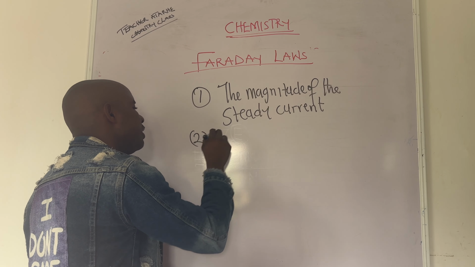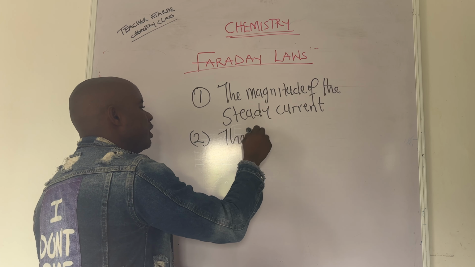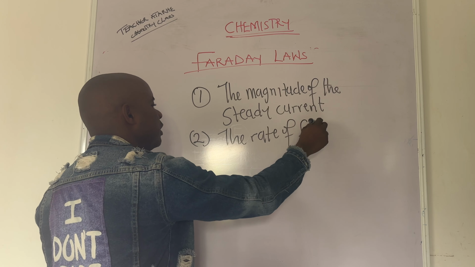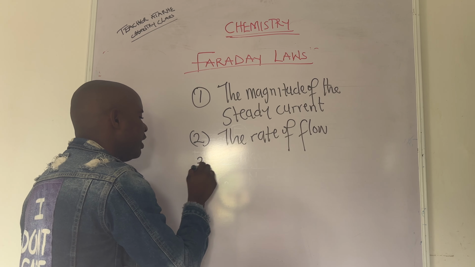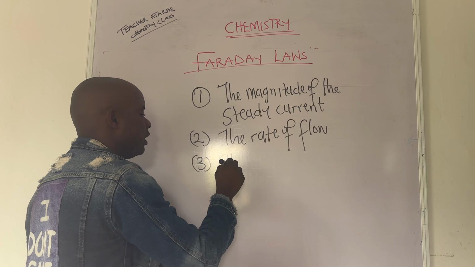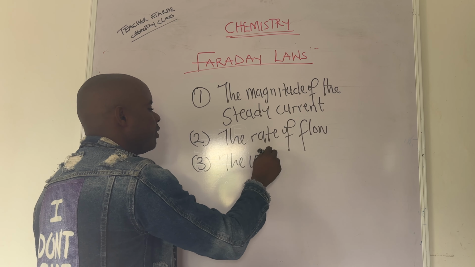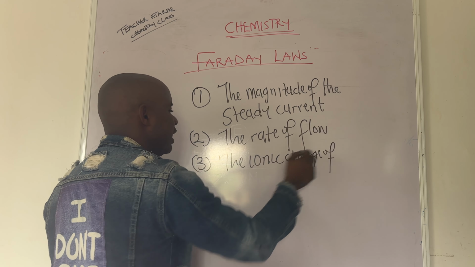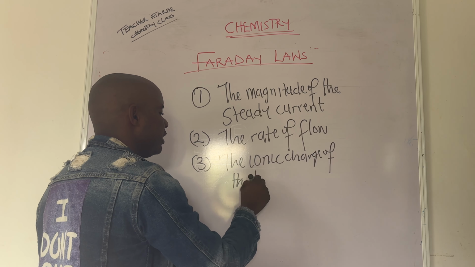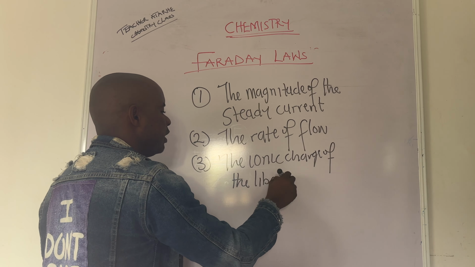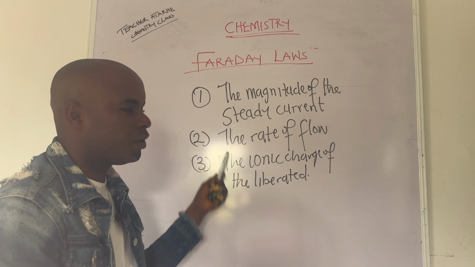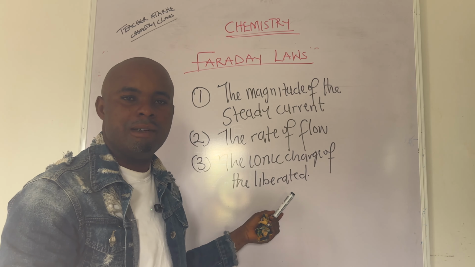Two, the rate of flow of this steady current. Three, the ionic charge of the liberated element. These three factors influence the quantity of the product that is liberated at each of the electrodes.